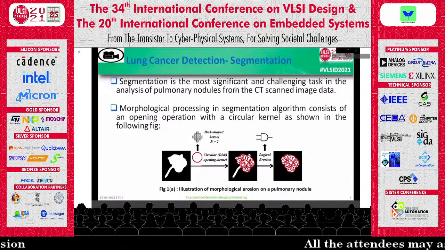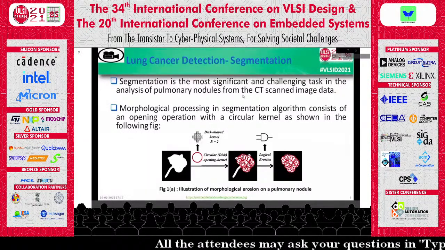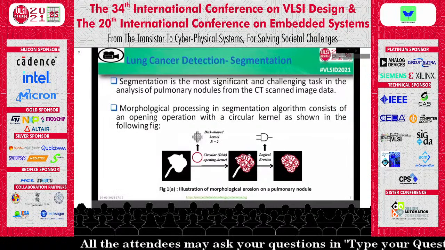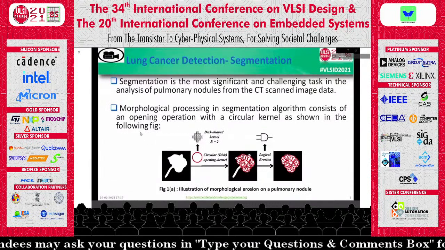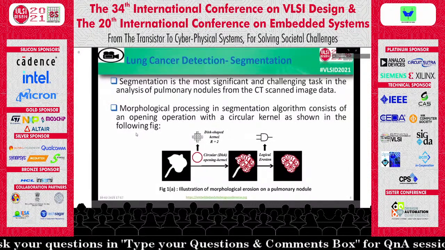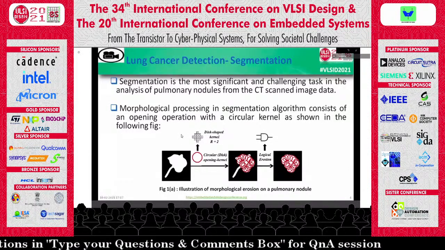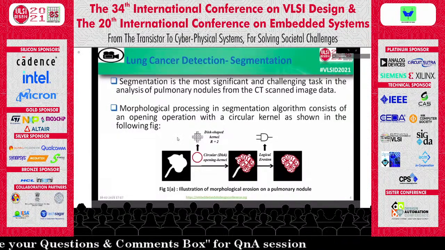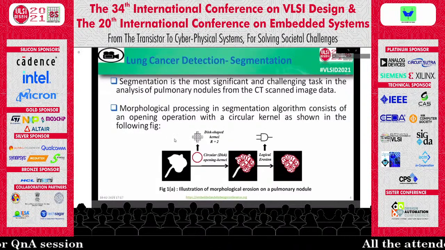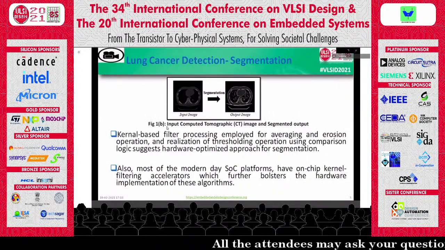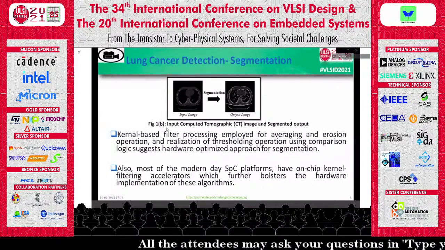Segmentation is the most significant and challenging task in the analysis of pulmonary nodules from the CT scanned image data. Morphological processing in the segmentation algorithm consists of an opening operation with a circular kernel, as shown in the following figure. A circular shaped kernel is passed over the acquired image data in a filter similar to the convolution for morphological erosion, which is followed by connected component segmentation to preserve the nodule structure parameters and discard vascular components which were initially disconnected. This figure shows the results of the proposed segmentation approach.